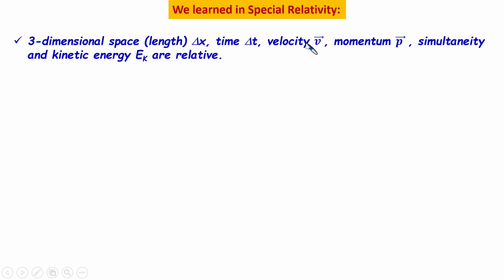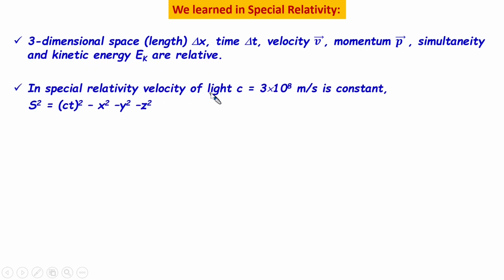time delta t, velocity, momentum, simultaneity, and kinetic energy are relative. And we have also seen that in special relativity, the velocity of light c is constant. And we have also seen this space-time separation, because it has a hyperbolic path. It is ct square minus x square minus y square minus z square.